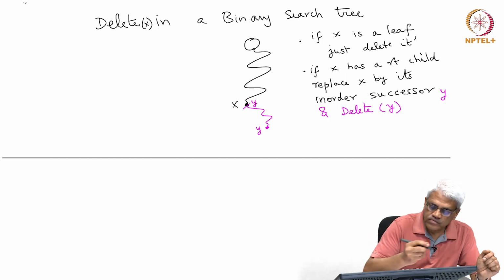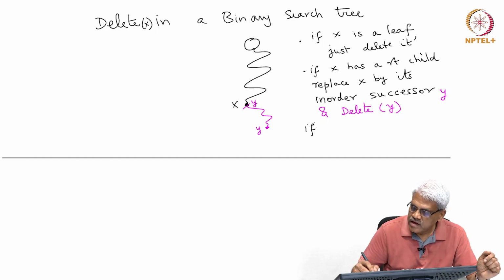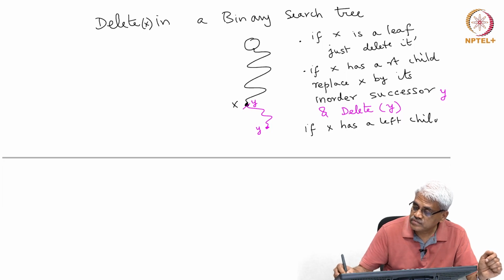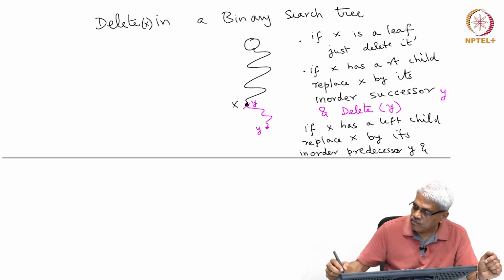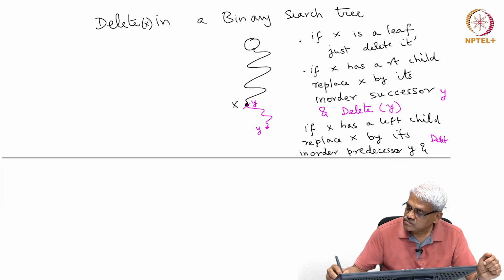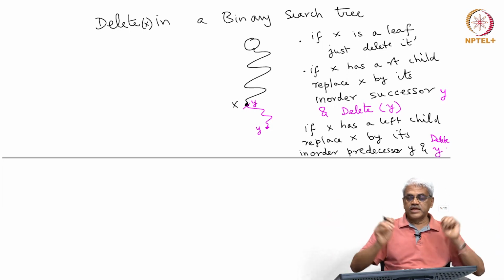And if x has no right child, but x has a left child, I know one of the two should happen. Replace x by its in-order predecessor, and delete y. That's the entire algorithm.